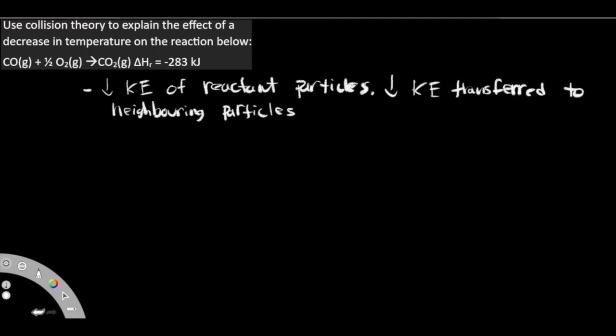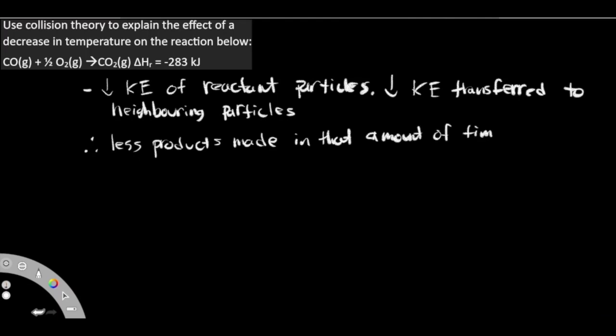Okay, so if there is less energy transferred to its neighboring particles, then the thermal energy, the sum of all the kinetic energy of all the particles put together, is going to be overall a lot smaller. This means that there is therefore going to be less products made in that same amount of time. And if there's less products made in that amount of time, let's look at our little graph here.